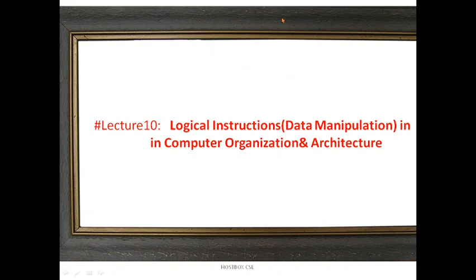Let's go for continuation. Today we are going to discuss a topic called logic instructions in computer organization and architecture, part of data manipulation. You know the types of instructions. In previous sessions I explained the types of instructions: data transfer instructions, data manipulation, and the last one is program control instructions.